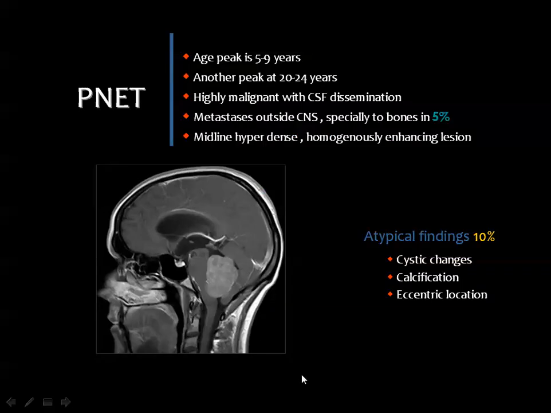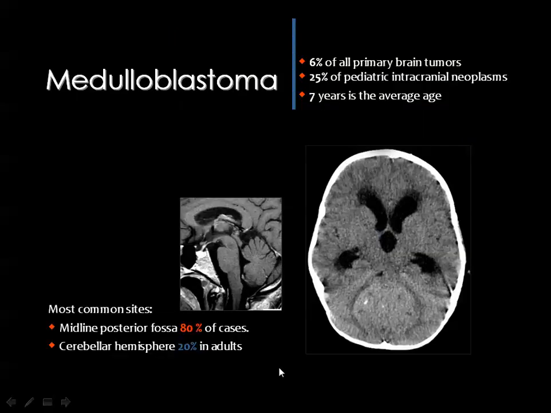One of the best examples for these tumors is the medulloblastoma occurring in the posterior fossa, and the age incidence, about 5 to 9 years, is slightly lower than the age incidence of ependymoma. And this is a highly malignant lesion with CSF dissemination, and it may produce metastasis outside the CNS, especially to the bones. Then if you see a lesion which is occupying the region of the fourth ventricle, it may show homogeneous contrast enhancement, and sometimes it contains calcium.